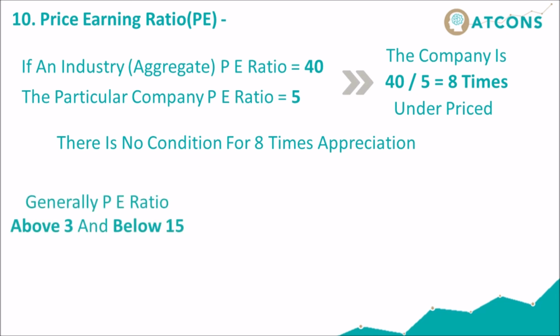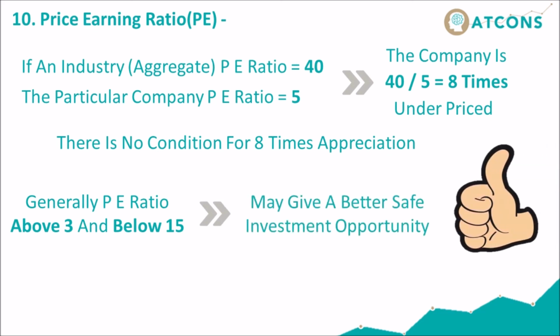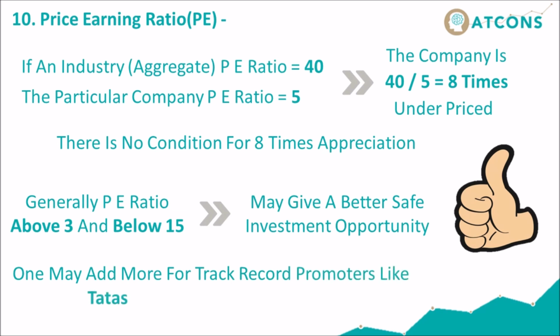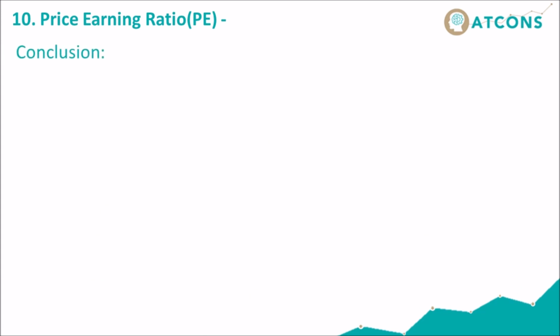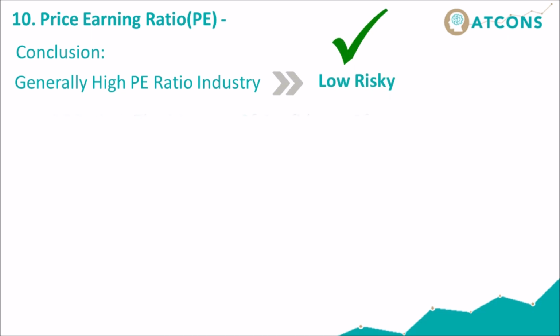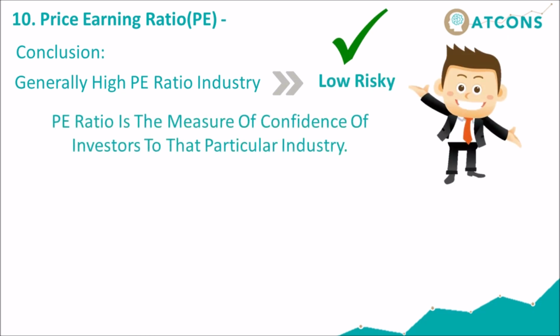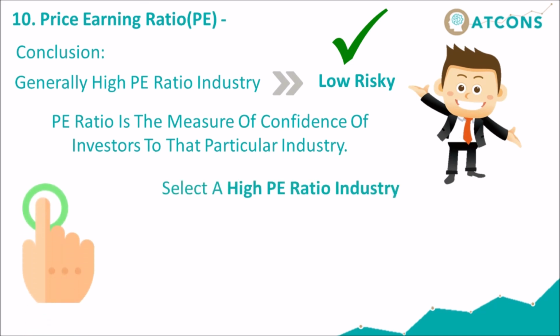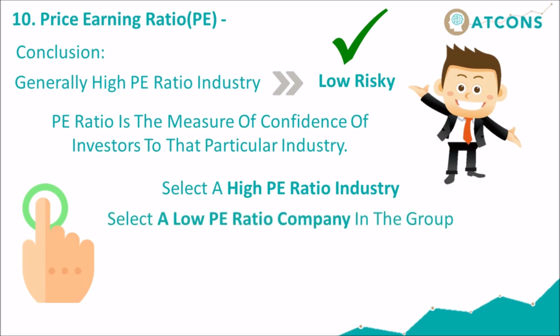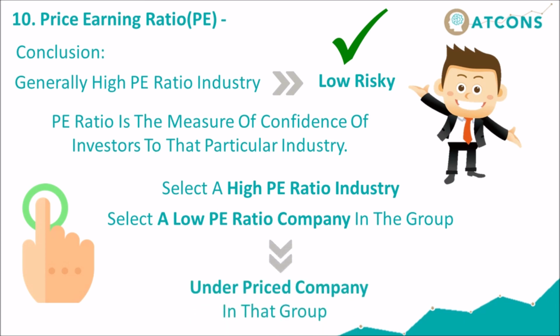Generally, a PE ratio above 3 and below 15 may give a better and safer investment opportunity. One may add more for track record promoters like Tatas, Birlas and Ambanis. Conclusion: generally, a high PE ratio industry is low risk. PE ratio is the measure of investors' confidence in that particular industry. So select a high PE ratio industry and select a low PE ratio company in the group so that you can get an underpriced company in that group.